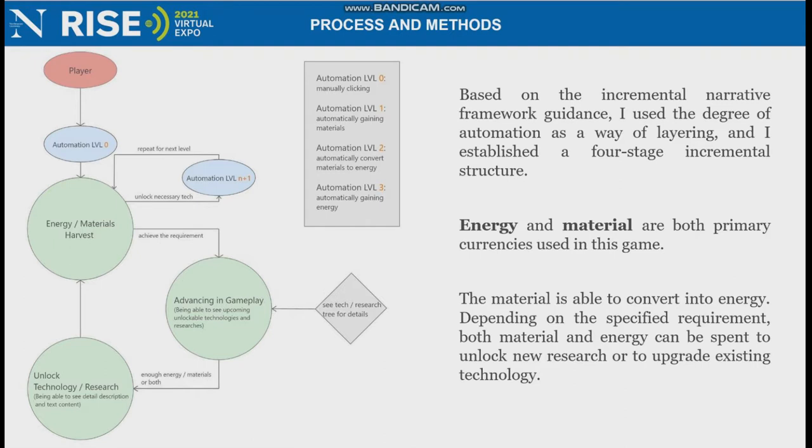Based on the incremental narrative framework guidance, I used the degree of automation as a way of layering, and I established a four-stage incremental structure based on the level of automation. The energy and the material in this game are both primary currencies. The material is able to convert to energy depending on the specific requirement. Both material and energy can be spent to unlock new research or upgrade existing technology.